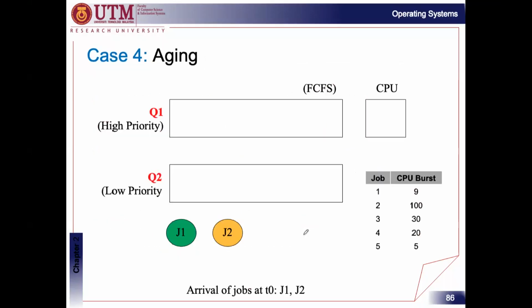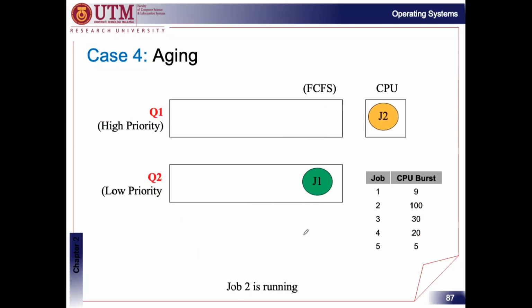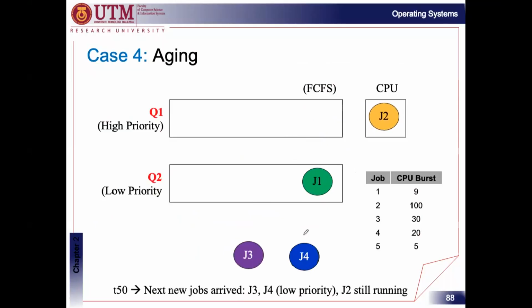So J1, J2 arrive, and then they check the priority. J2 is in the higher priority, J1 in the lower priority. Which one goes first? Higher priority first, J2. They will process that. And then at that time, J3, J4 arrive and are put in the queue, but J2 is still running.